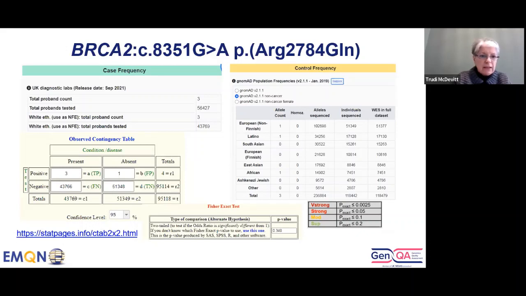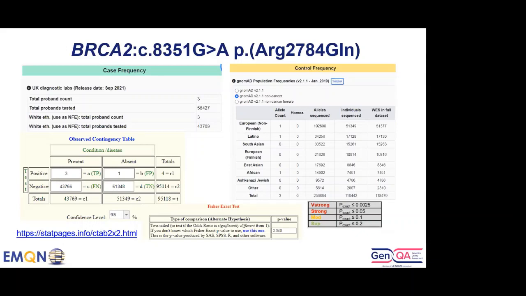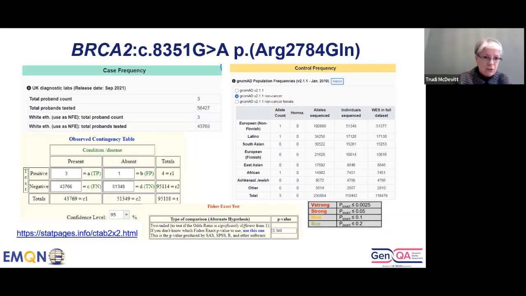So you can put that into the table in the Stat Pages tool. On the left, where your condition is present, that's your cases. So that would be 3 in 43,769 minus your 3. And then for your controls, you put it in the absence section. So it's 1 case in 51,349 minus your 1 case, which is 51,348. Then this will calculate your p-value. And in this case, it gives you 0.340.